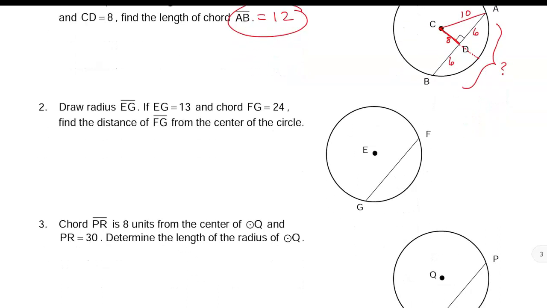Number 2, draw in segment EF. Draw in segment EG. EG is a radius of the circle. It has length 13. Chord FG has length 24. Let's draw in a radius perpendicular to that chord. If we draw one in, we get a right triangle, and we bisect the chord. So if the whole chord was 24, then each half of it is 12. This is a 5, 12, 13 right triangle. Chord FG has distance 5 from the center of the circle.